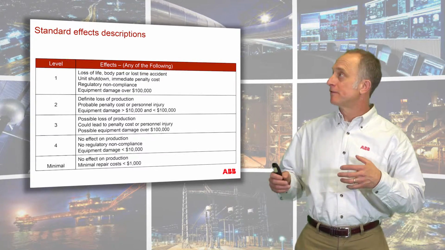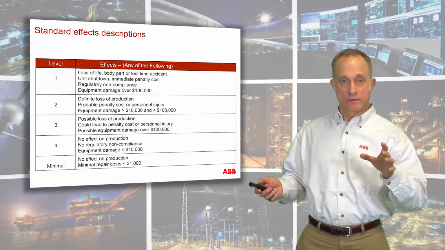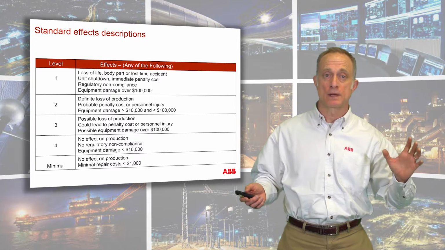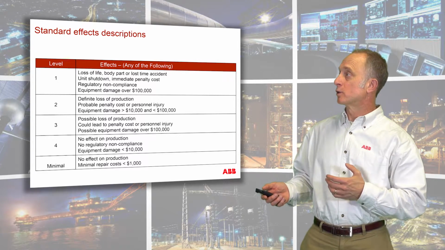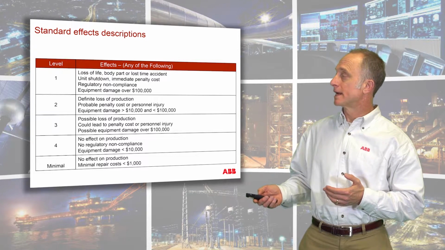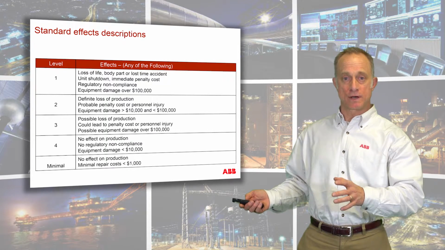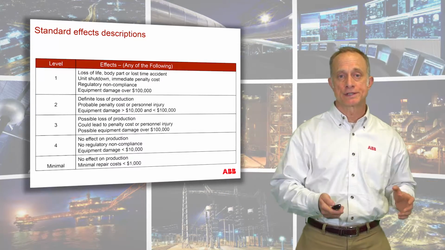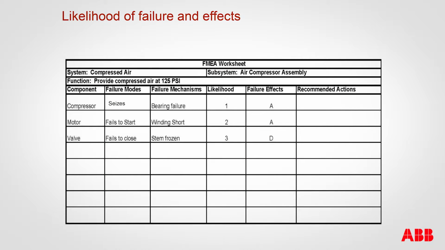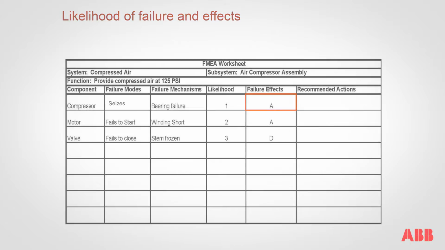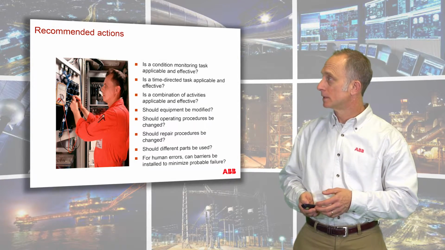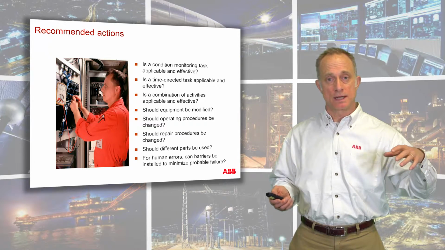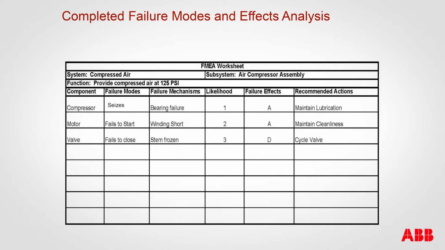We also want an effects description. So if we think about the levels that we defined earlier when we were talking about levels of criticality, level 1 criticality would be loss of life, body part, or lost time accident, and so forth. So we want to identify those specifically because we want to have an apples to apples comparison with all the systems in the plant. So again, back to our example, with a compressor, we have the likelihood of it happening ranked high, and we also have the failure effect ranked high. It would have a major impact on production. Then we want to put together the actions that we would take if there were a failure. So we put together a list of recommendations.